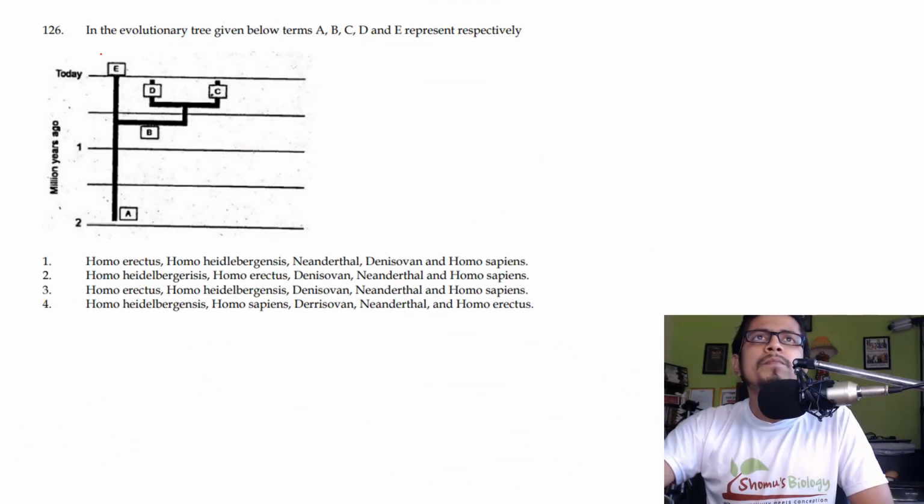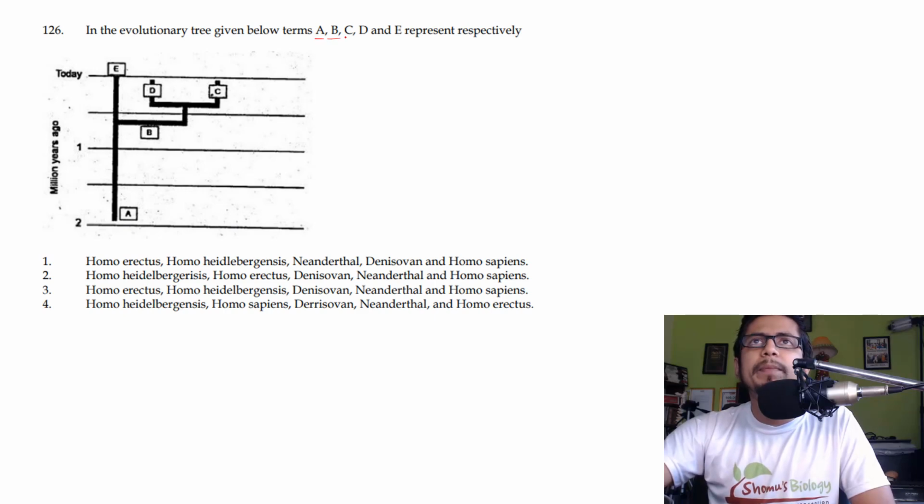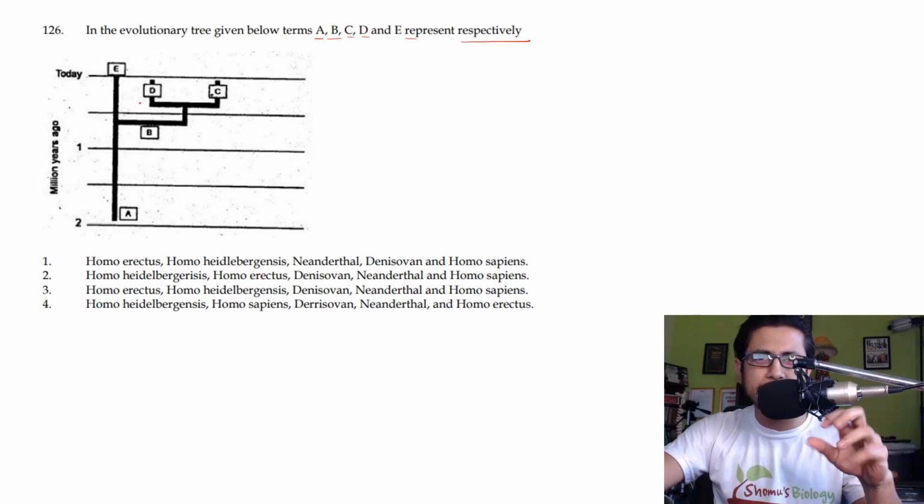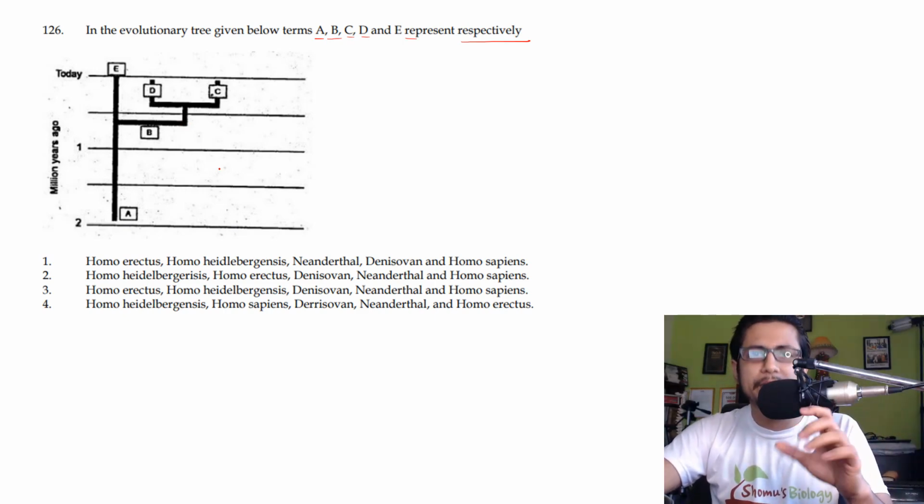Let's move on. In the evolutionary tree given below, terms A, B, C, D and E represent respectively. Now, in the options, if you look, this is all about the positioning of different human species in this cladogram. And if you don't know about human evolution, you cannot answer that. And actually, we haven't talked about that in the classes because these questions are rare. But still, if they ask you any question, for that reason, I keep it here in this case.